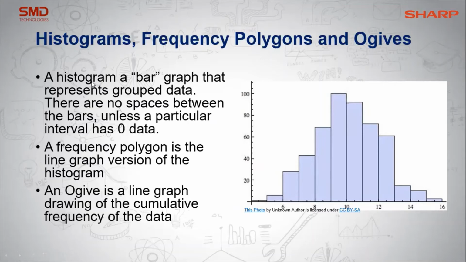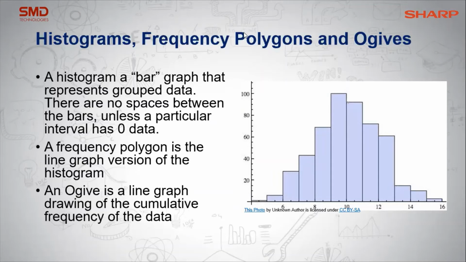So for a histogram, you're looking at things like time. With a bar graph, you could be looking at the number of red cars and the number of blue cars, and so on and so forth. Okay. The only time there would be a space is if your particular interval has 0 data points in it. Okay. So a frequency polygon is the line graph version of the histogram.